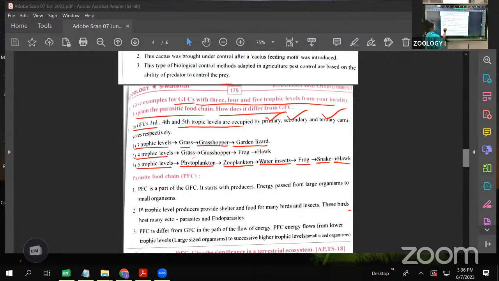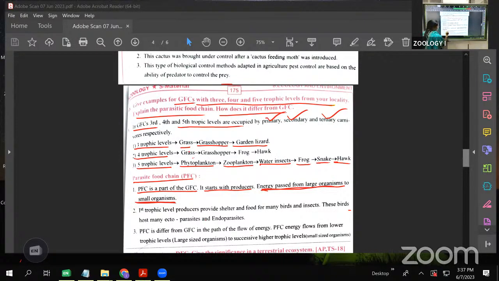Next is the parasitic food chain. There are 3 food chains we discussed in the long answer: grazing food chain, parasitic food chain, and the detritus food chain. Clear? The parasitic food chain is a part of the GFC only. It starts with the producers, but the energy passes from large organisms to small organisms. In the grazing food chain it passes from small organisms to large organisms. Here it is the opposite.